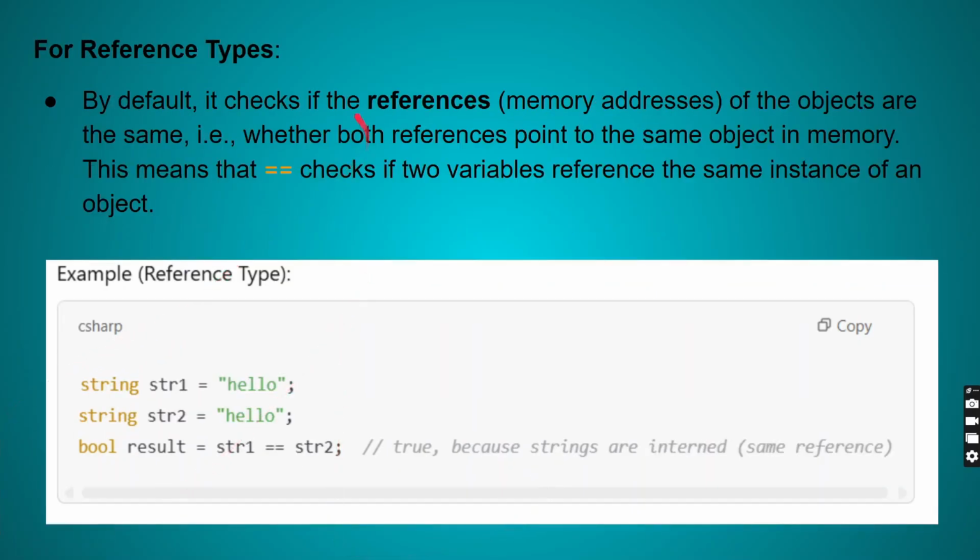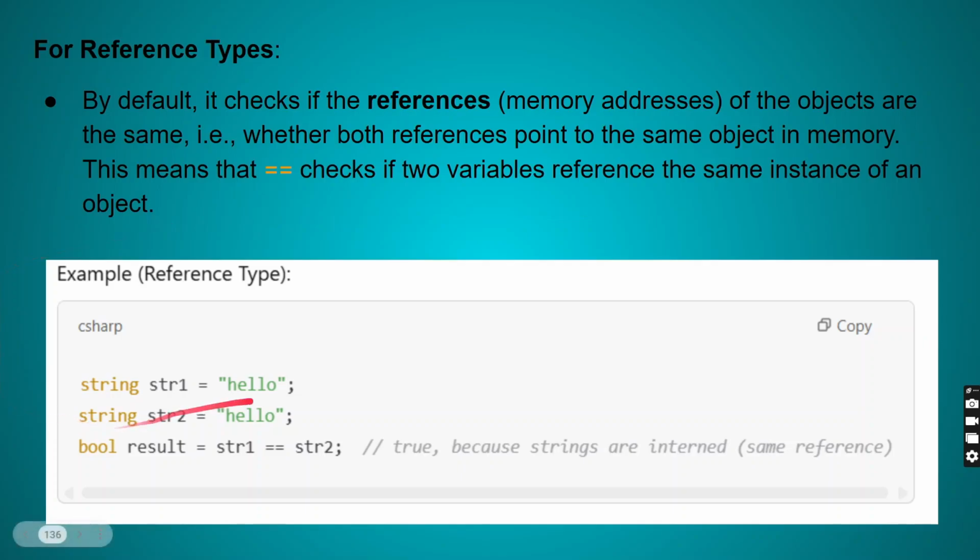For reference types, by default it checks whether the references of the objects are the same, whether both references point to the same object in memory. This means that the equality operator checks whether two variables reference the same instance of an object.